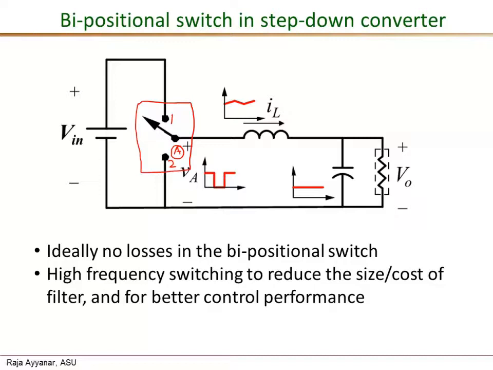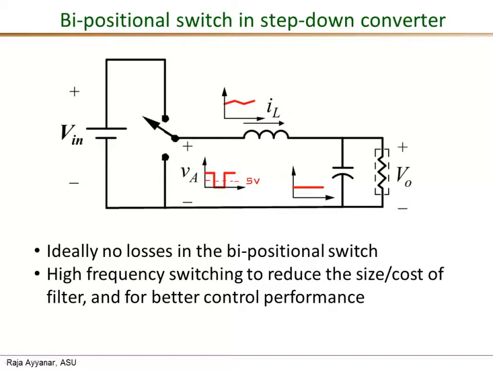By appropriately controlling the time for which A is connected to position 1 relative to the time for which A is connected to position 2, we can control the average of the voltage that appears at the output of this bipositional switch. That waveform is shown here. This V sub A is the voltage at the output of the bipositional switch, and in this example we will control it such that the average of VA is 5 volts, as we need for the output voltage. In this specific application we would just filter out the high frequency component of this waveform so that at the load or at the output we only have this DC 5 volts.